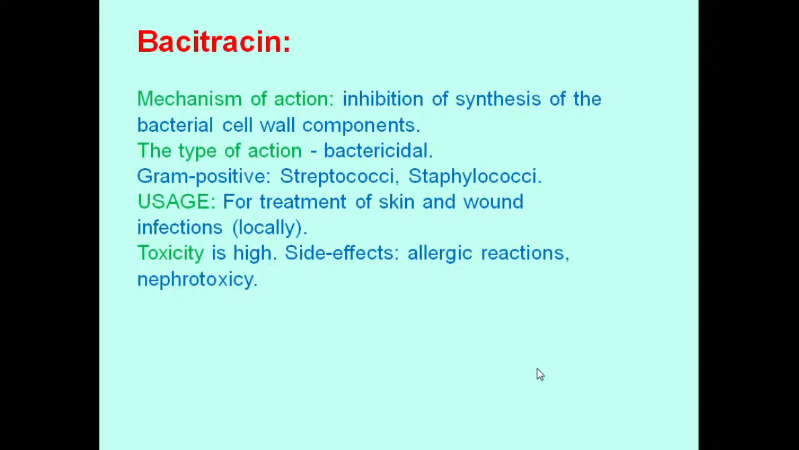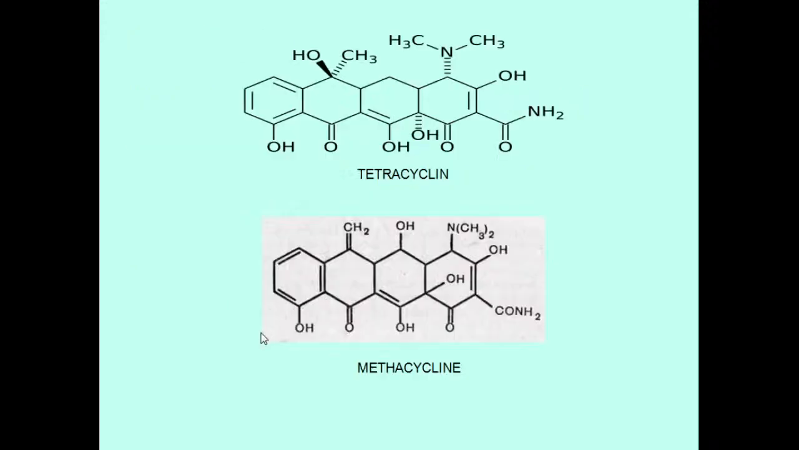Bacitracin. Mechanism of action: inhibition of synthesis of bacterial cell wall components. Type of action: bactericidal. Spectrum: gram-positive streptococci, staphylococci. Usage: mostly local, for treatment of skin and wound infections. Toxicity is high, that's why local use. Side effects: allergic reactions, nephrotoxicity. In local use, no nephrotoxicity.